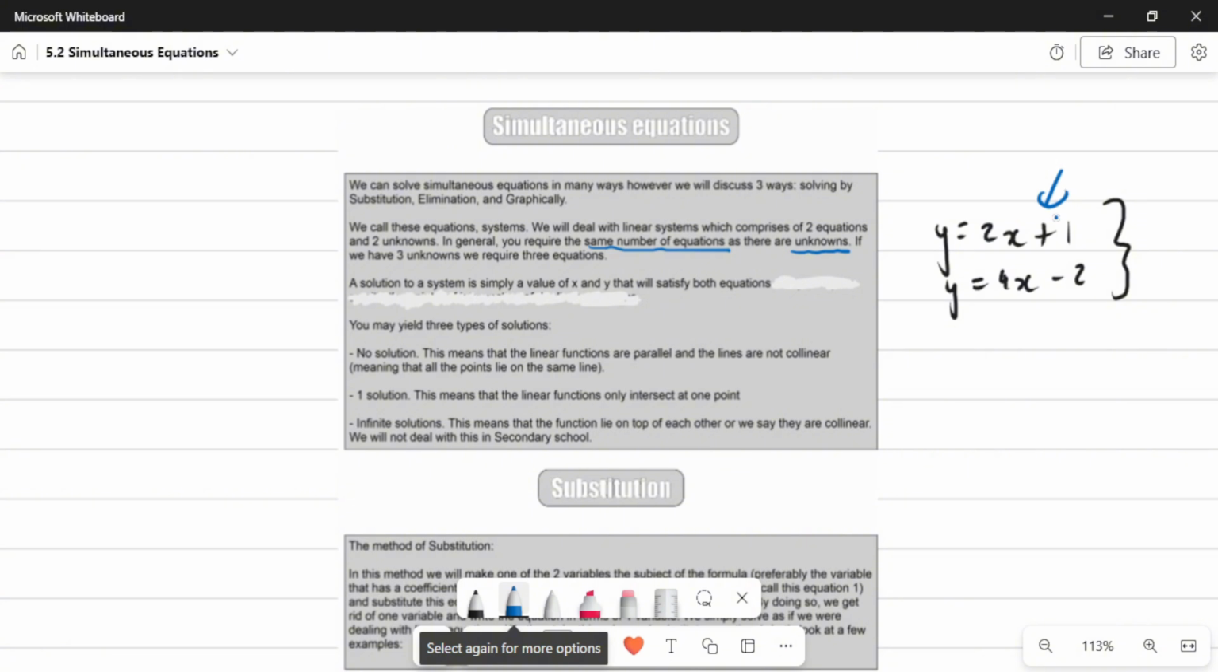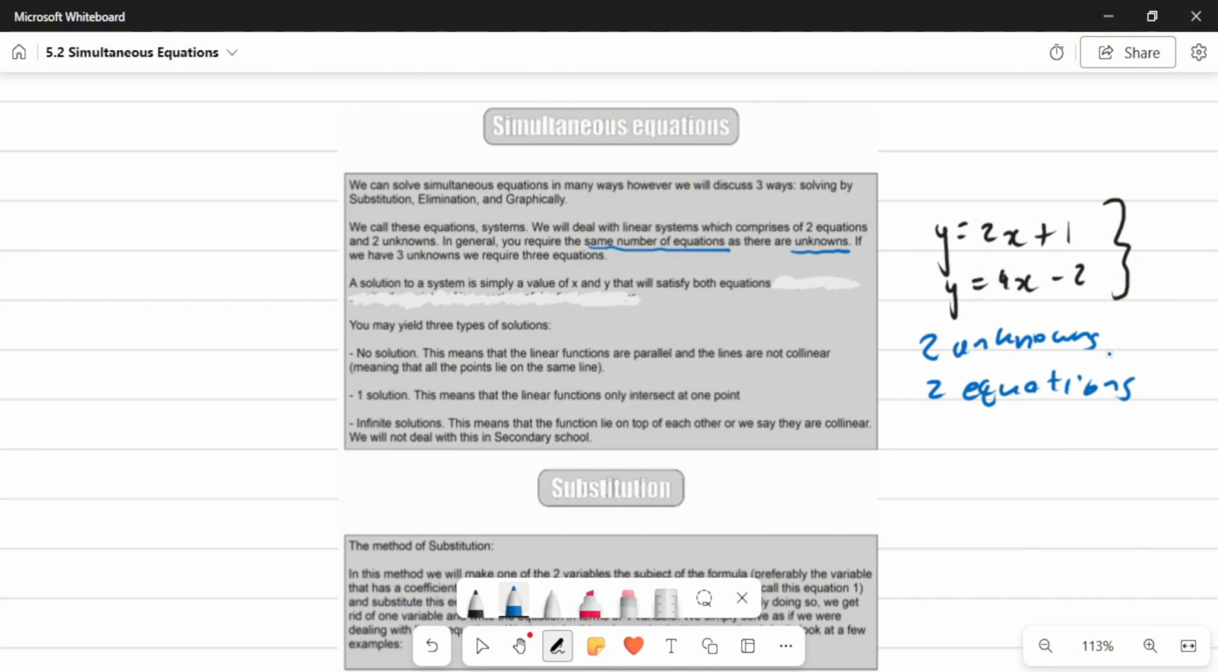If I look at this linear equation, how many unknowns do I have? Unknowns mean how many variables do I have? I have 1 and 2. In this question, how many do I have? I have 1 and 2. So therefore, since I have two unknowns, I require two equations. This is a very important rule for simultaneous equations. Two unknowns and two equations. If you have three unknowns, then you require three equations, and so on.